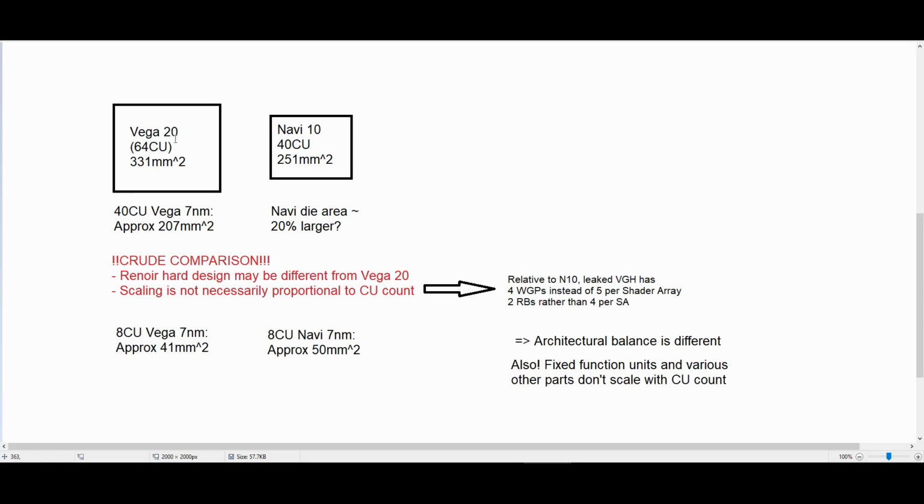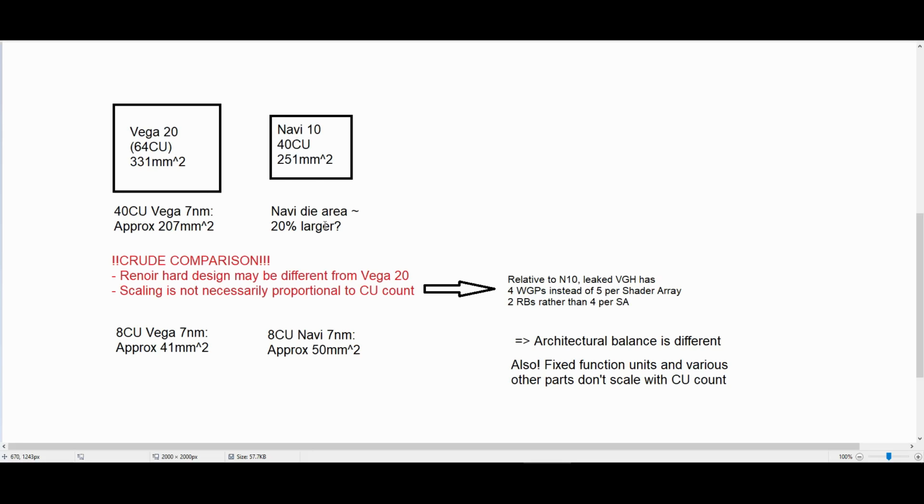So for the comparison, when you take Vega 20 with 64 CUs and scale it down, we get about 207 millimeters squared for the 40 CUs. So this suggests Navi's die area is actually around 20% larger. Now this is of course a very crude comparison. First of all, the Renoir implementation might be different from Vega 20. It's probably quite different because these chips are for a very different purpose. The scaling isn't proportional to CU count anyway.